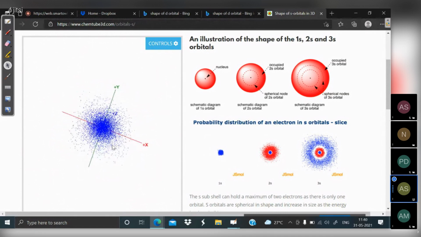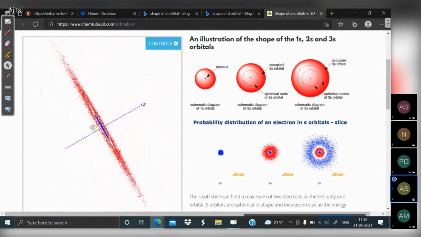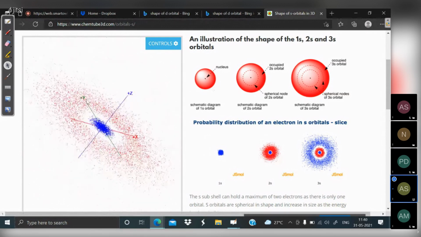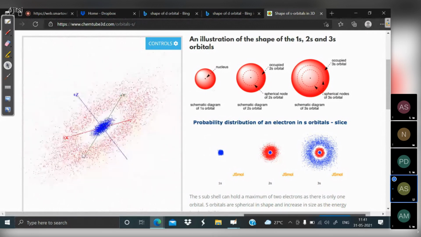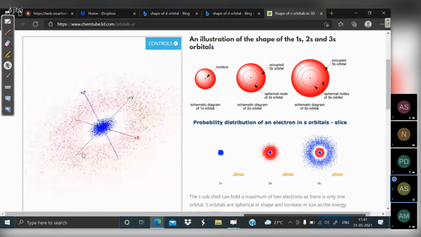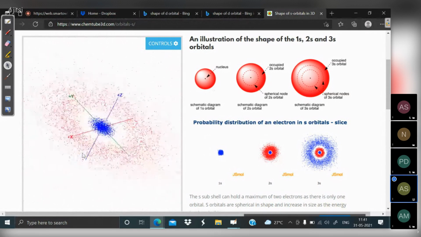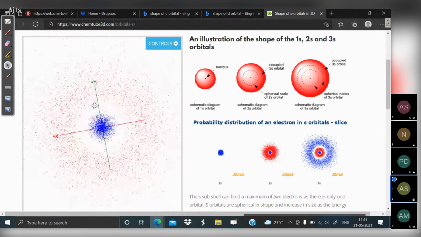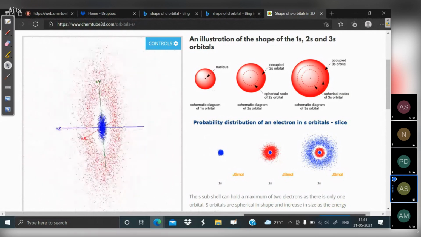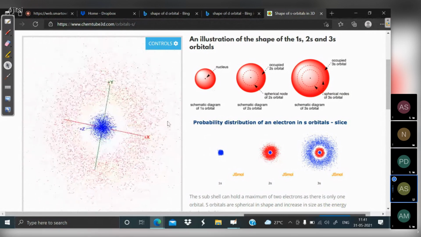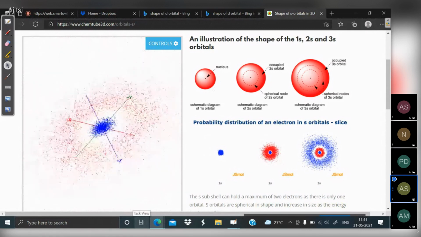Then you see the shape of the 2s orbital. In the 2s, there is a blue dot, and then outside you have a red dot. So these are basically the two different subshells. We have the 1s inside. The blue dots represent the 1s subshell, whereas the red dots represent the 2s subshell. And you see in between the blue and the red dot, there is a total empty region. That means in that empty region, there is no probability of finding the electron. Okay, so this is how the 2s orbital is going to look.